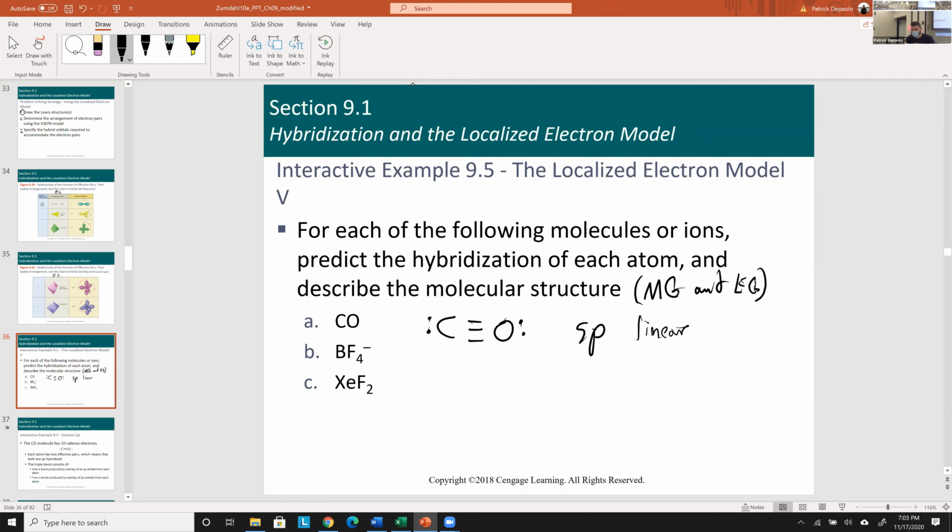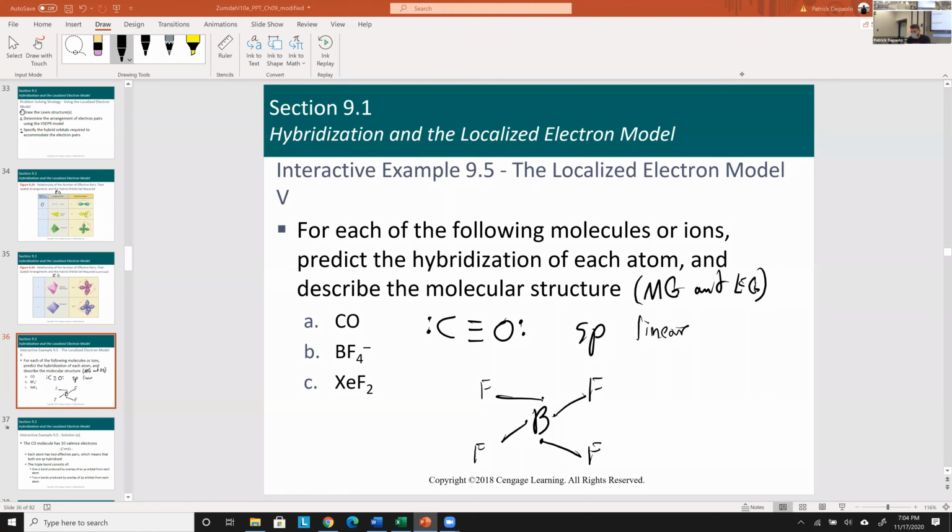Okay, so next, BF4 minus. So we have boron in the middle. Again, we're going to force these fluorines together. And we're going to have 1 extra electron that's going to be on the boron. So boron normally has 3 valence. Now we're going to give it a 4th valence. And they're all going to bond to the fluorines like that. Yeah, that's right. So good.